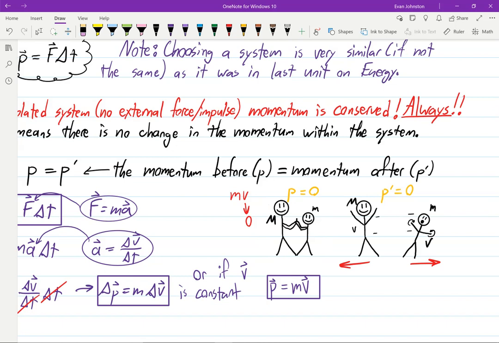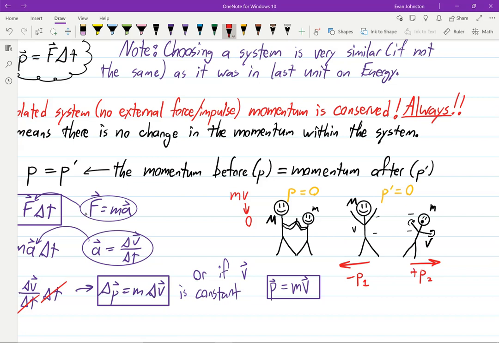So what that means is that you're going to be moving to the left. You will have, let's say, some negative momentum. I'm going to call you object one. Your friend is going to have a positive momentum. They're going to be object two, right?